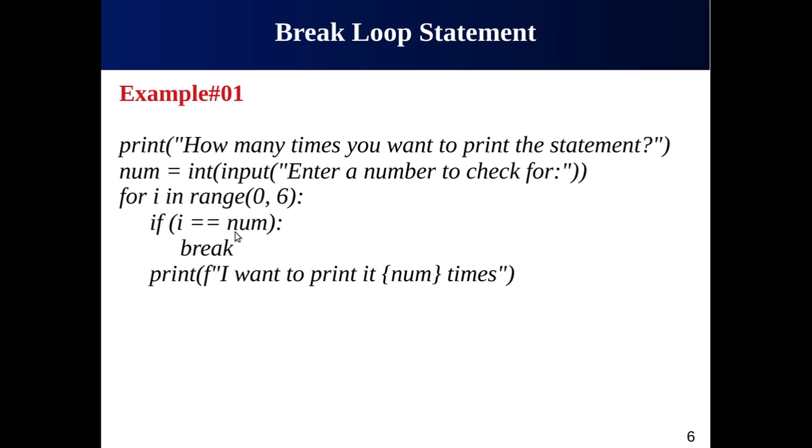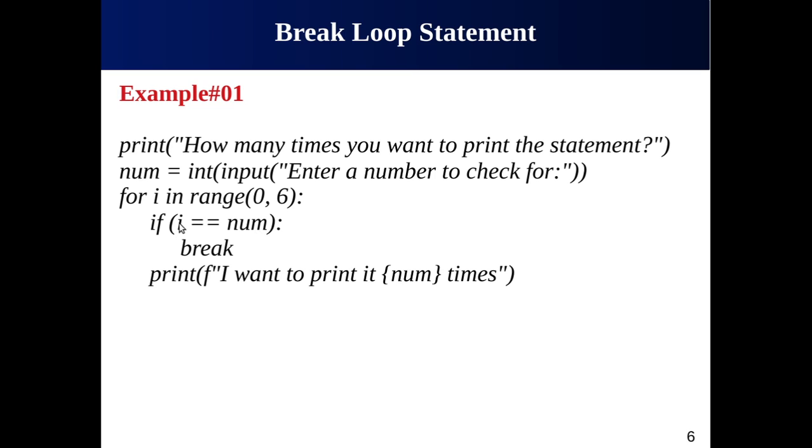So what's happening here? We are asking the user to provide a value, and the value is stored in num, and then we are comparing the current value of the loop variable i with the value provided by the user. So for example, the user has provided 3 in the input, so 3 will be saved in the num variable. Let us see.